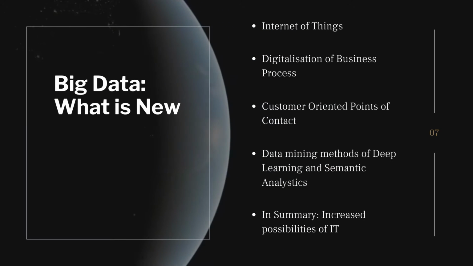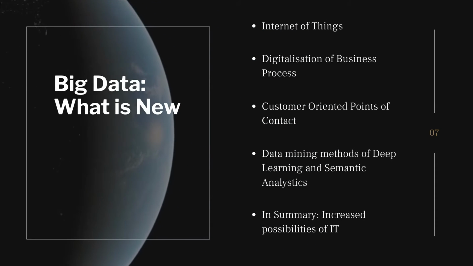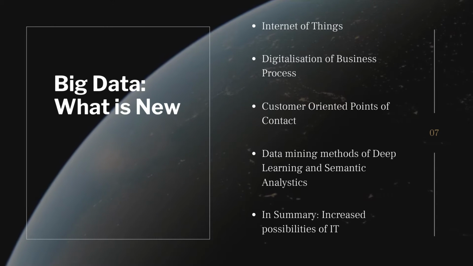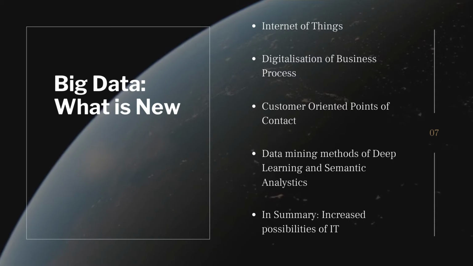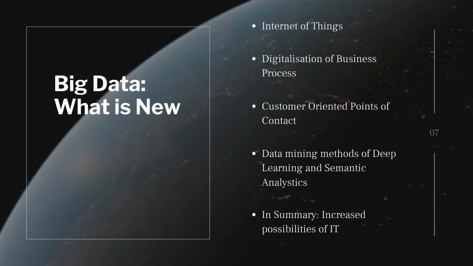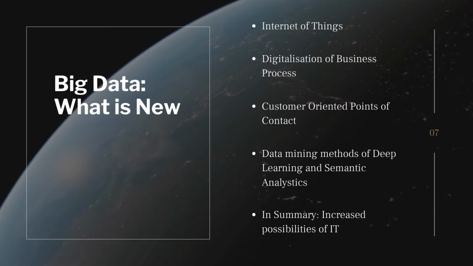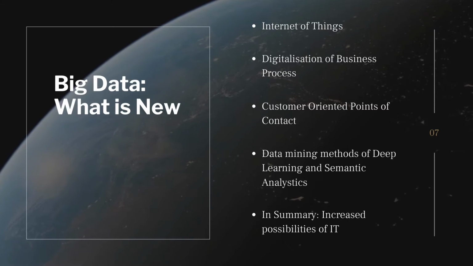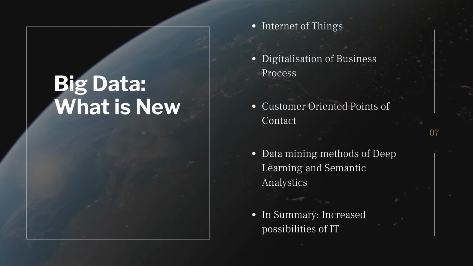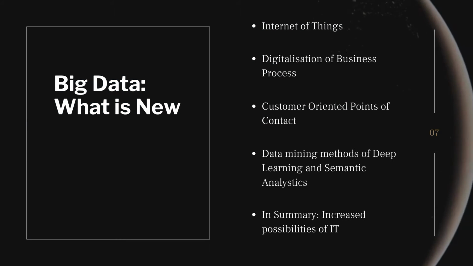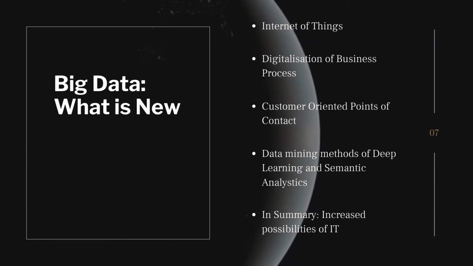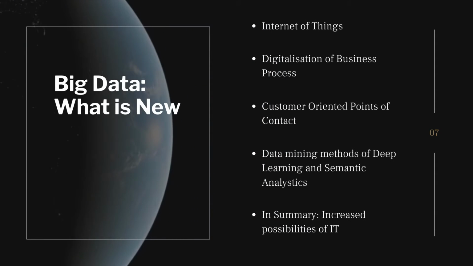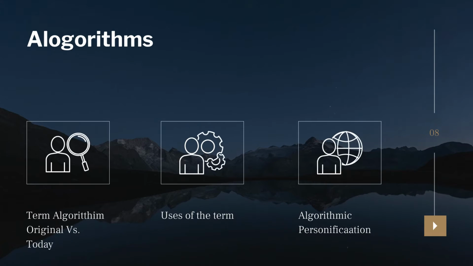quality. So, the new thing is, even though we have used it in marketing, even though we have used it for customer oriented points of contact and all of that, we've used it before. The increased possibilities of IT have increased the possibilities of using big data and actually made it so that we can utilize big data better. But here's the thing: how are we able to do that? It's actually through algorithms.